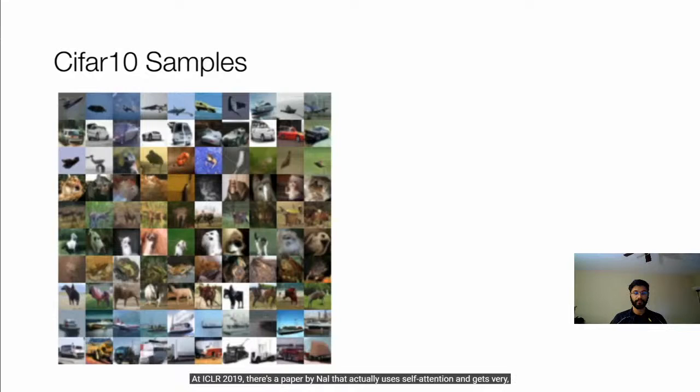At ICLR 2019, there's a paper by Nal that actually uses self-attention and gets very, very good quality images. But what we observed was we were getting structured objects fairly well. Like, can people recognize what the second row is? I said almost everyone said cars. I'm not going to ask who said something else, but yes, they're cars. Yeah, and the last row is other vehicles. So essentially, structured objects were easy to capture, while things like frogs and objects that were camouflaged just turned into this mush.